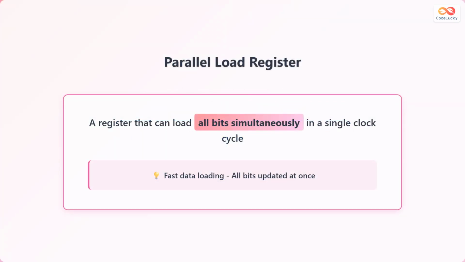Now let's focus on the concept of a parallel load register. It's a type of register that can load all of its bits simultaneously in just one clock cycle. The key feature of this register is its fast data loading capability, where all bits are updated at once, making it efficient for many applications.